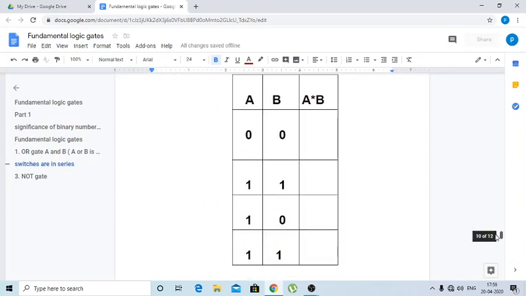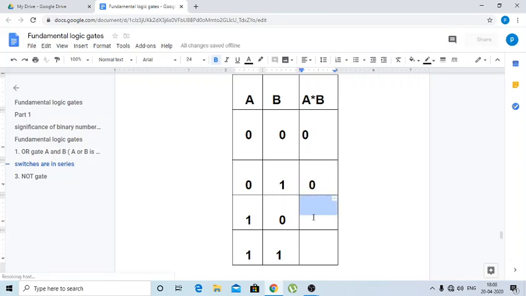Coming to the truth table. So in the truth table, both the switches are off. It means output is 0. Here switch A is 0. It means diode 1 is not working and diode 2 is working as input B is 1, but one of them is not working means output is not high. So this is low.